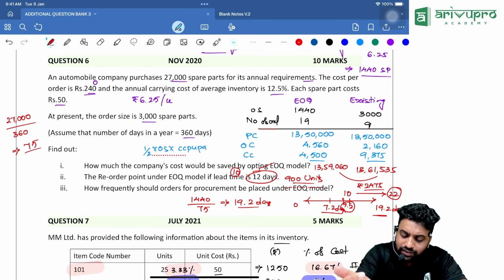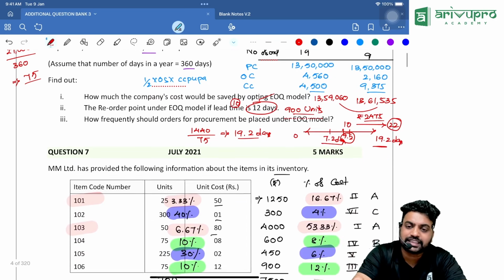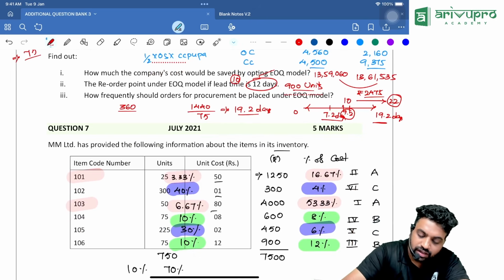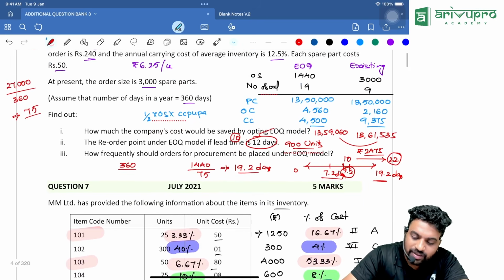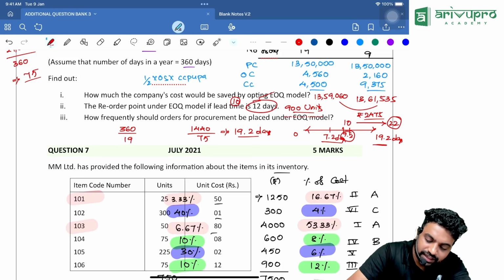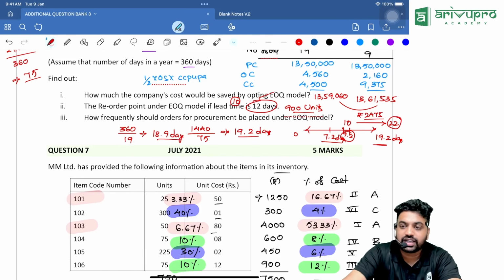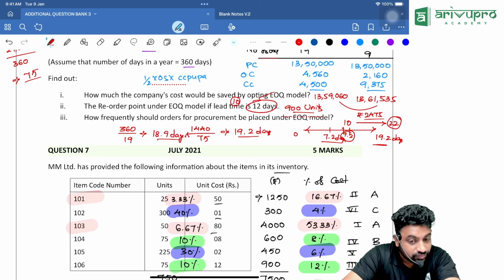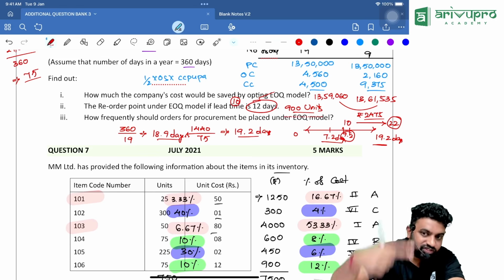Next, how frequently should orders for procurement be placed under EOQ? Guys, in a year if you take 360 days, how many orders should we place in a year? 19. Which means how many days once? 18.9. Once every 18.9 days we should place the order. But the next order should come immediately when? 7.2 days. Within the next 7.2 days. After that you can push.